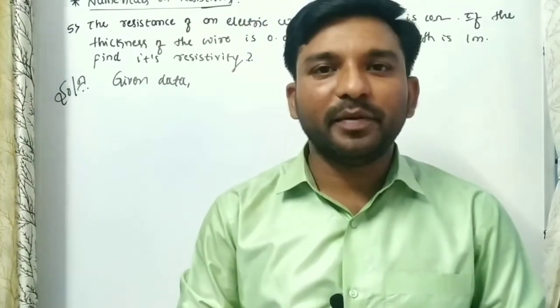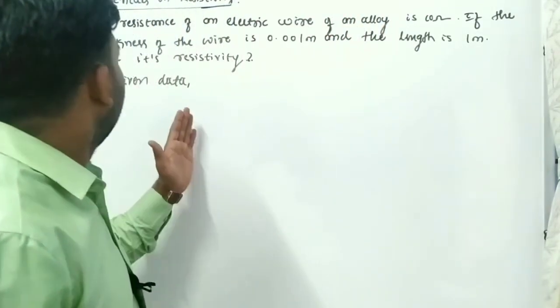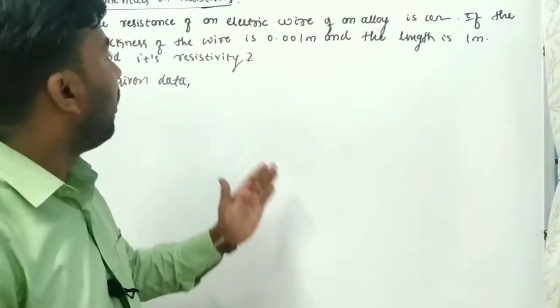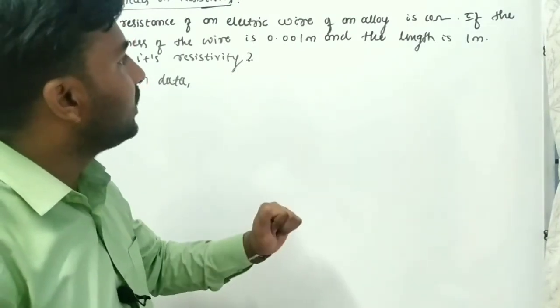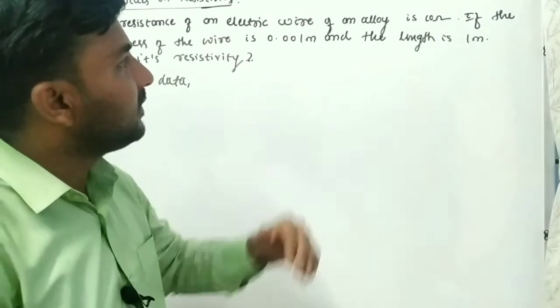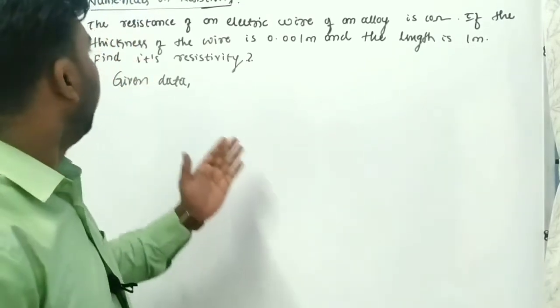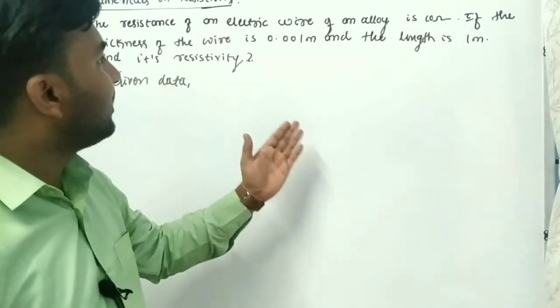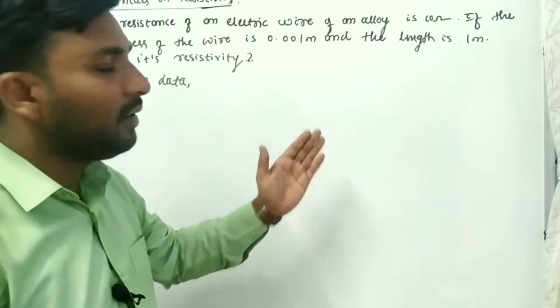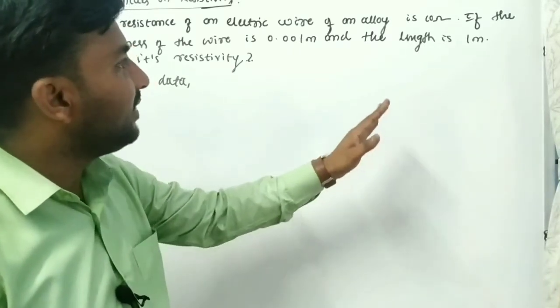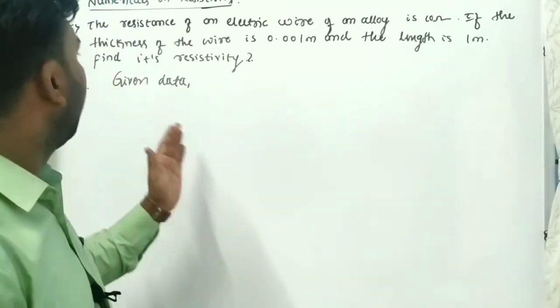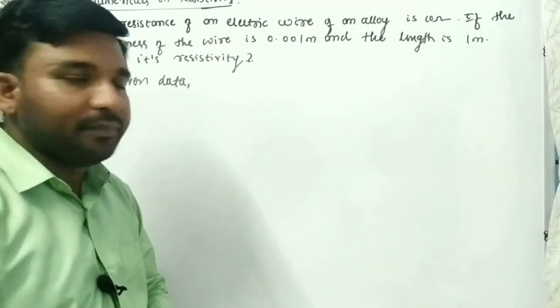The next problem is: the resistance of an electric wire of an alloy is 10 ohm. If the thickness of the wire is 0.001 meter and the length is 1 meter, find its resistivity.